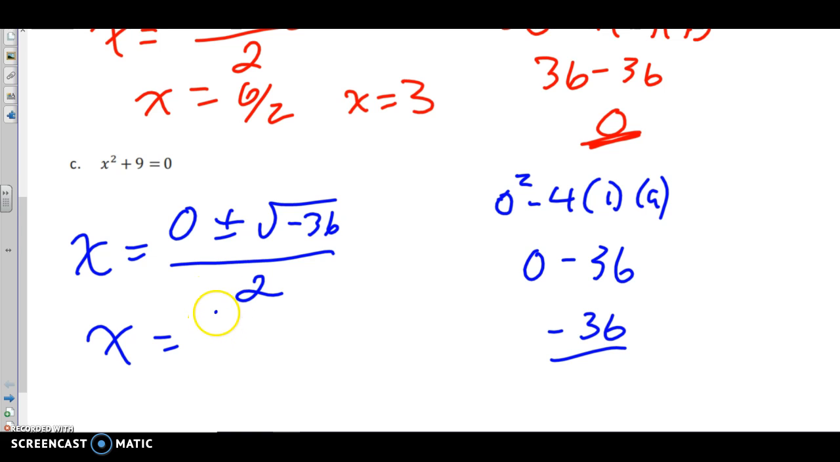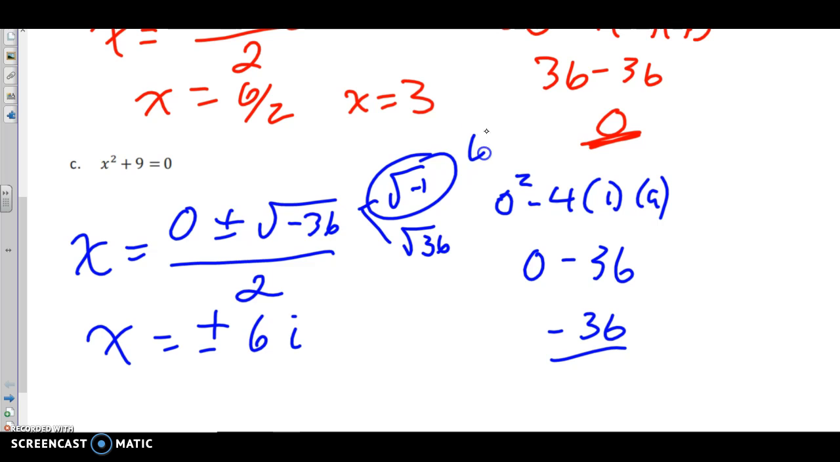So 0 plus or minus anything, it's just going to be the plus or minus. So remember, the square root of -36 is the square root of -1 times the square root of 36. So it's 6i. Remember, the square root of -1 has a value of i, all over 2. So when I simplify, I get plus or minus 3i. So I have two complex solutions.